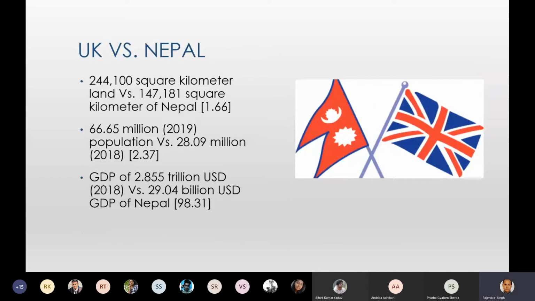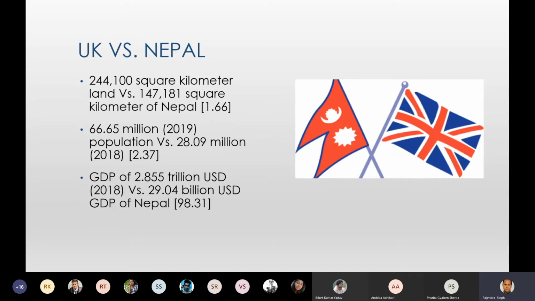Okay, so let's look at some comparison between the UK and Nepal. The land mass of the UK is about 244,100 square kilometers. Compared to that, the area of Nepal is 147,000 and some hundred square kilometers. So the UK is 1.66 times bigger than Nepal. We often hear that Nepal is a small country, but when we compare to the UK, Nepal is not that small.